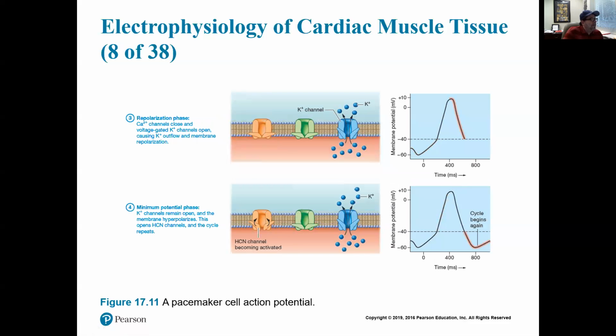Calcium channels close and the voltage-gated potassium channels open, causing potassium to flow out, and that should bring it back down quickly. Okay. However, potassium channels remain open and the membrane hyperpolarizes. This opens the HCN channels and the cycle repeats itself. So in other words, one more time, these calcium channels close and voltage-gated potassium channels open, causing potassium to flow back out and it returns to negative. But notice that this has a little more gap in it than we would see in the cardiac muscle, okay?